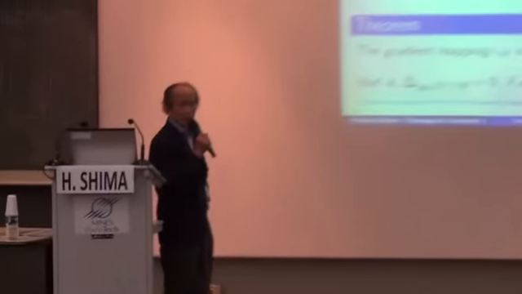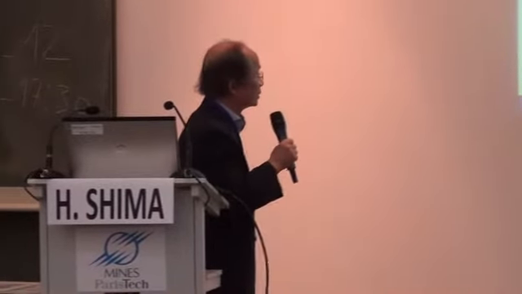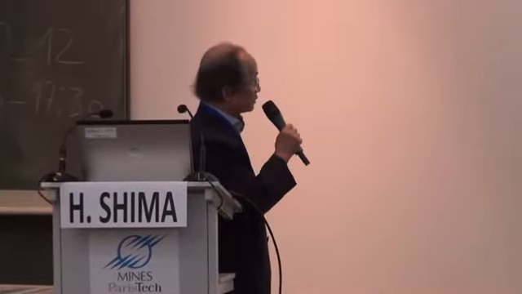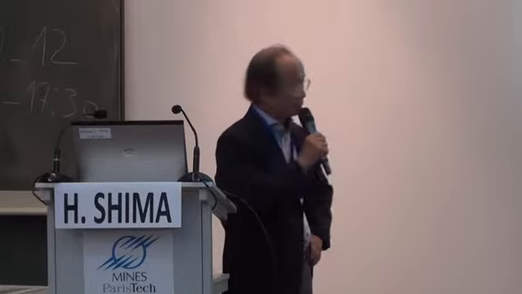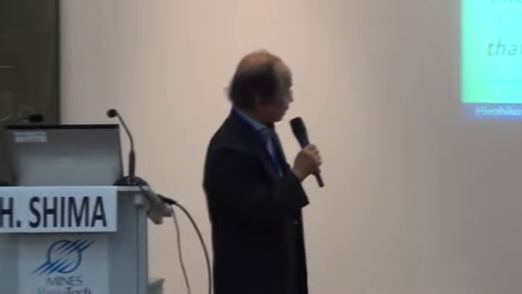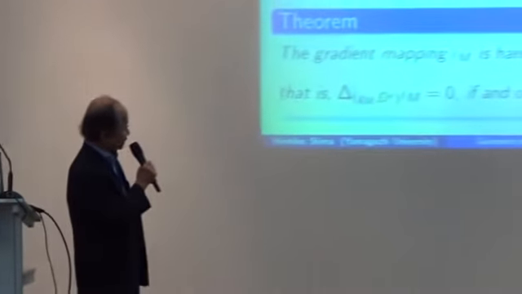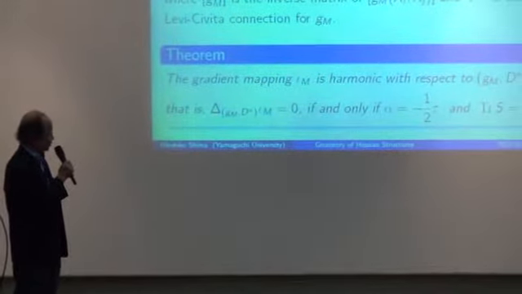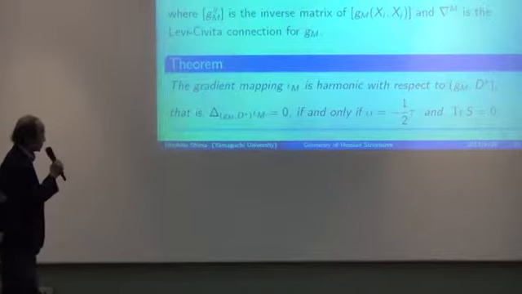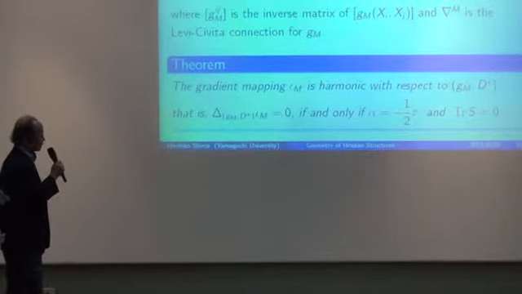Then we have the following theorem. The restricted gradient mapping ι_N is harmonic with respect to G_N, D*. That is, the Laplacian vanishes identically, if and only if α equals minus half times τ, where α is the first Koszul form, τ is the transversal connection form, and moreover trace S, the shape vector, equals 0.